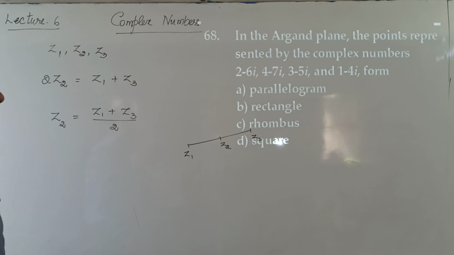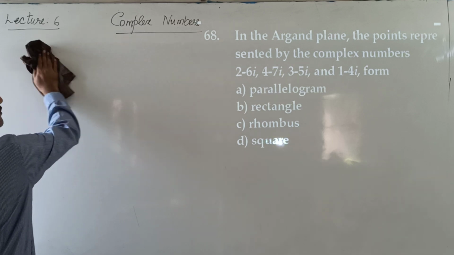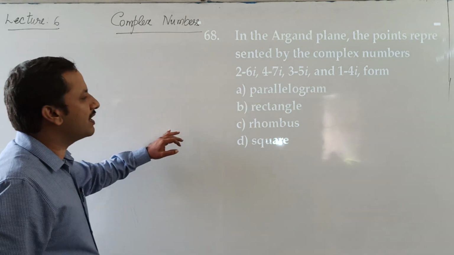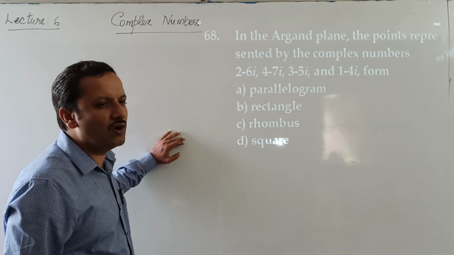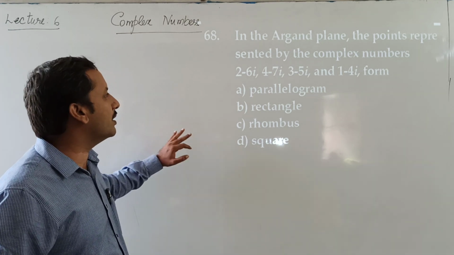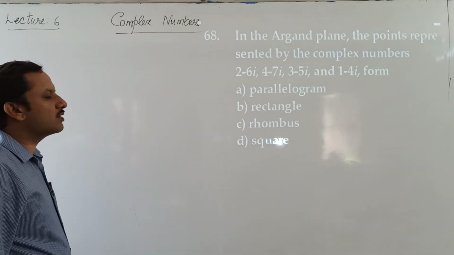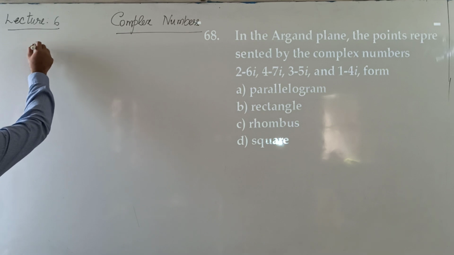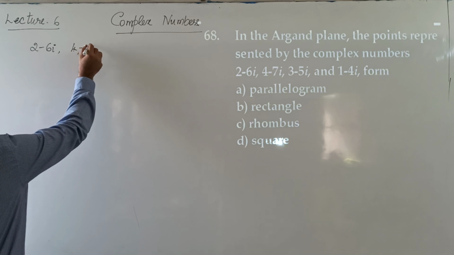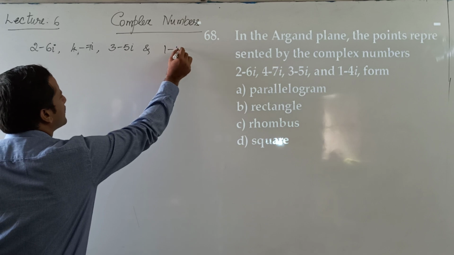In the Argand plane, the points represented by the complex numbers 2 minus 6i, 4 minus 7i, 3 minus 5i, and 1 minus 4i form. What do they form? Do they form a parallelogram, rectangle, rhombus, or a square? Okay, let us discuss. The points represented by these complex numbers: 2 minus 6i, then 4 minus 7i, 3 minus 5i, and 1 minus 4i.